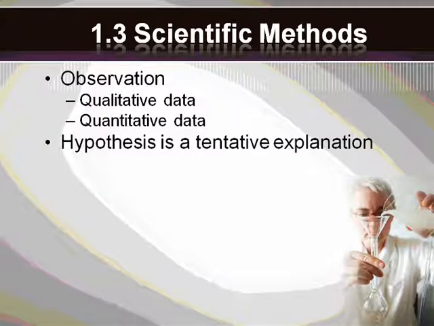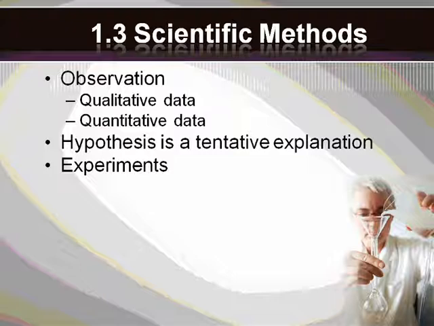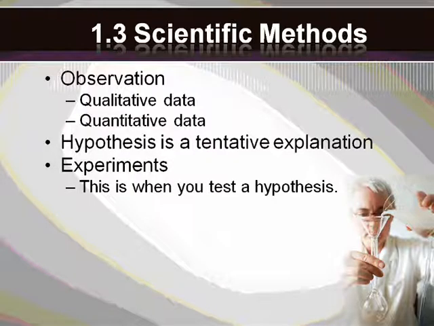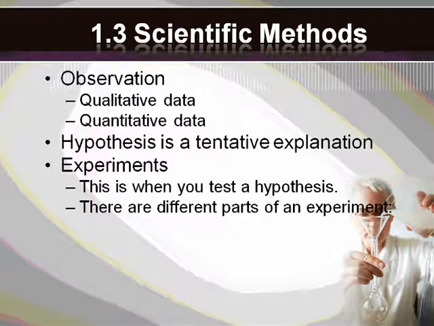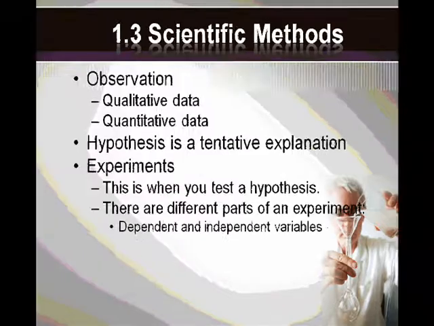Now, a hypothesis is a tentative explanation. It's what you think might happen when you begin your scientific method. Then we have to test the hypothesis. When you test your hypothesis to see if it's correct or not, that means you're doing an experiment. So experiment and testing the hypothesis is the same thing. This is when you test the hypothesis, and there are different parts of an experiment. One part of the experiment are the variables, and we actually have two types of variables that will be in any experiment that we do.